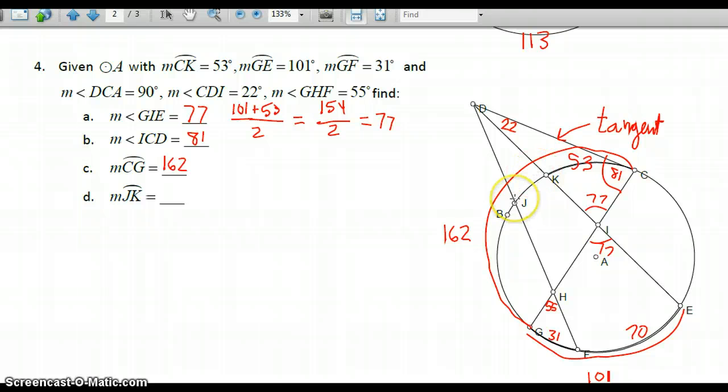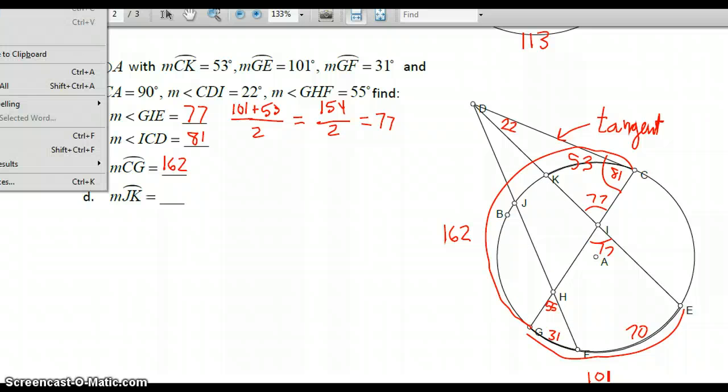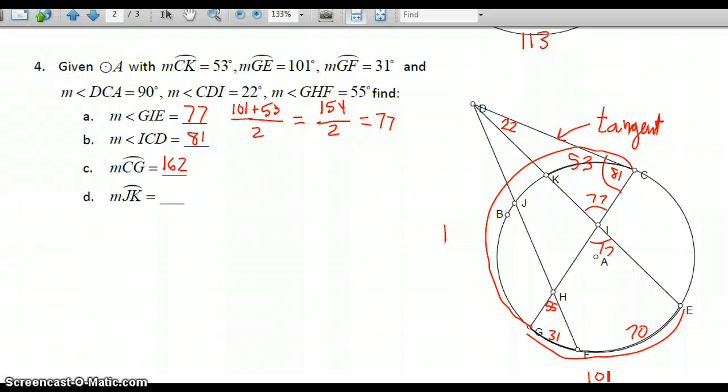Oh yeah, that's not really going to help, is it? All right. I could get J to K if I knew J to C, because I know KC and I can just subtract. Let me get that other junk out of the way that I just did, because it's actually not going to be helpful.